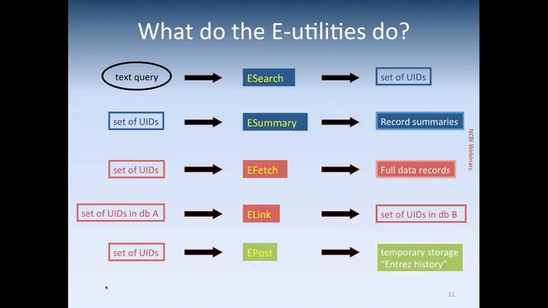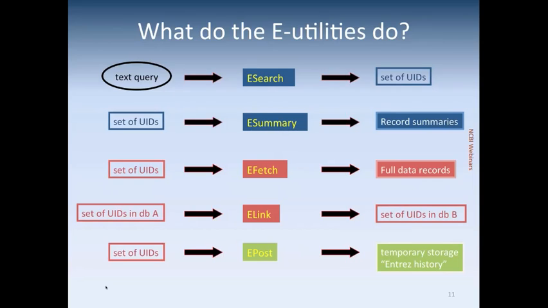So what do the utilities do primarily? Well, here are the basic functions. So search takes a text query and returns you that set of integer IDs that you need to go further. Those are the IDs that match that particular text query in the database of your choice. You can take that set of IDs and then provide those to ESummary, which will then give you what we call record summaries or docsums. So those are short XML blobs that give you a little bit of metadata about the record, but will not necessarily give you the full record contents, but it's enough to get a sense of what the record is.